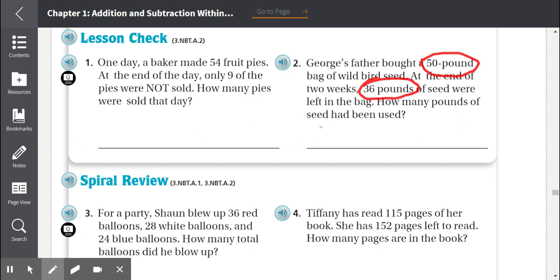So 50 minus 36. 0 minus 6, we can't do it. We have to borrow from the tens place. We take 1 away from the tens place. It becomes a 4. We put 1 in front of the 0. It becomes a 10. Now 10 minus 6 is 4. And 4 minus 3 is 1. So how many pounds of seed had been used? 14 pounds.